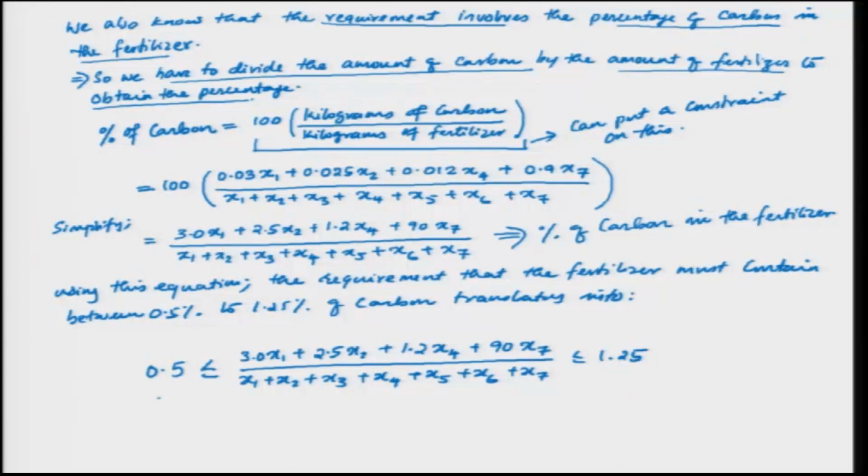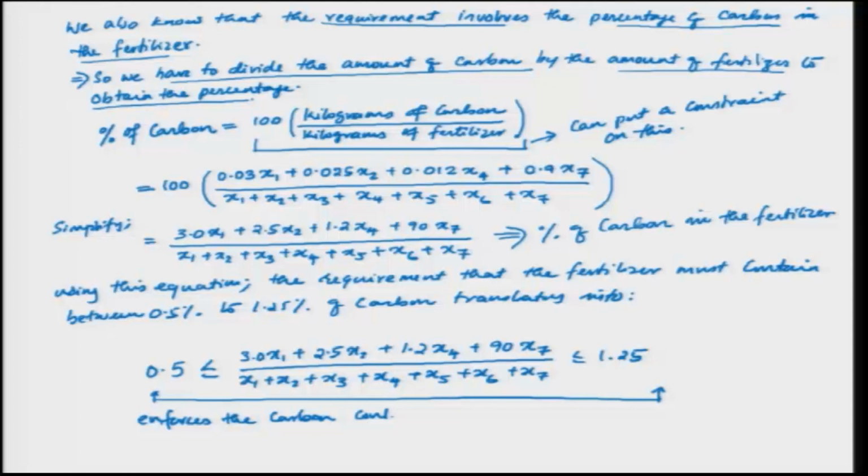So this constraint now enforces the carbon content percentage constraint. Okay. So by looking into this approach, we can see now we have a constraint that tells you how the carbon content percentage can be easily modeled.